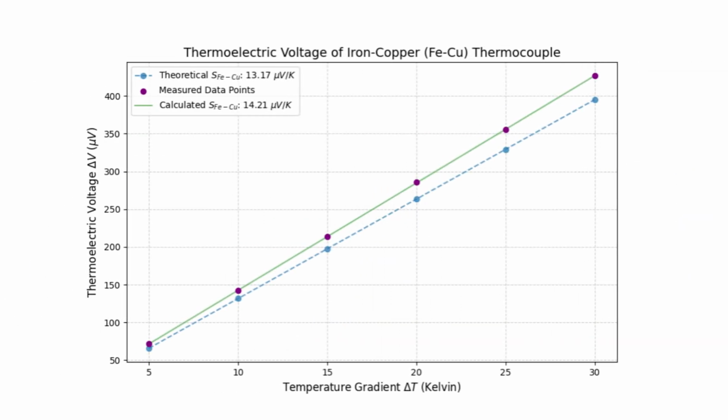We measured the thermoelectric voltage using a temperature gradient established on an iron-copper thermocouple and calculated the Seebeck coefficient as 14.21 microvolts per Kelvin. We obtained a highly consistent result with the theoretical value of 13.17 microvolts per Kelvin and verified that the voltage increases proportionally with the temperature difference in the system. The minor deviations encountered in the system might stem from imperfect thermal isolation or weak external noise interfering with the signal.